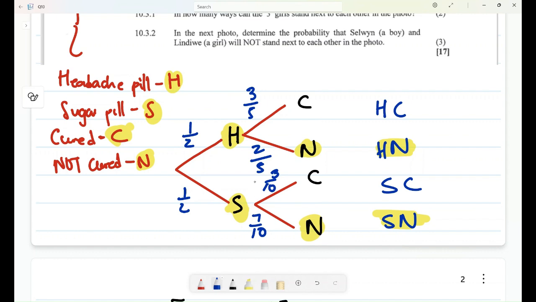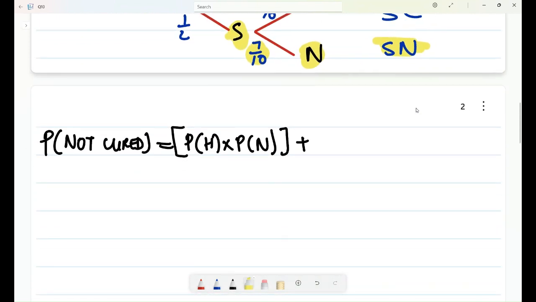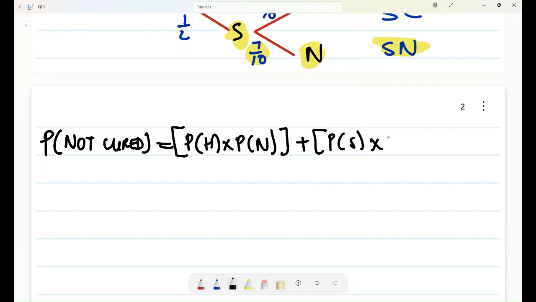This information is very important to know for yourself because they do not give it to you, but you should know, as per definition, that the probability of an event should give you 1. So it's going to be the probability of headache and not cured, plus the probability of sugar pill multiplied by not cured also. So now it's a matter of just using the substitution method. I prefer using brackets.